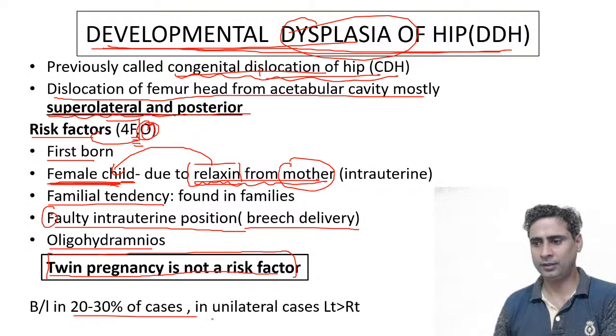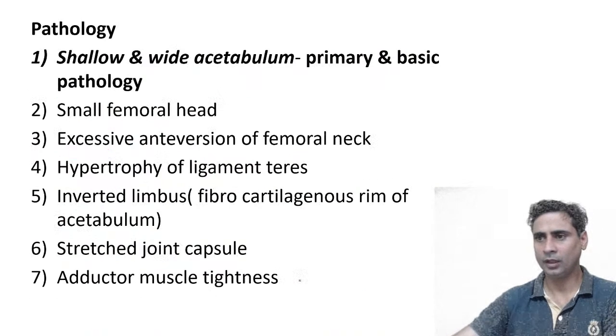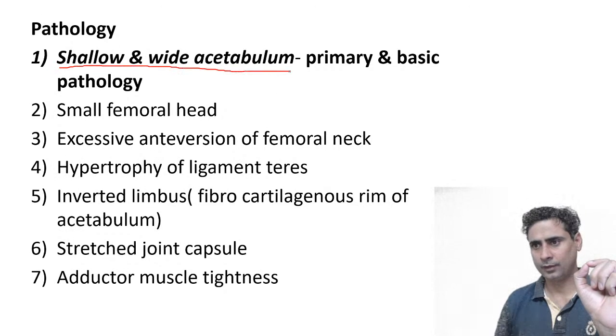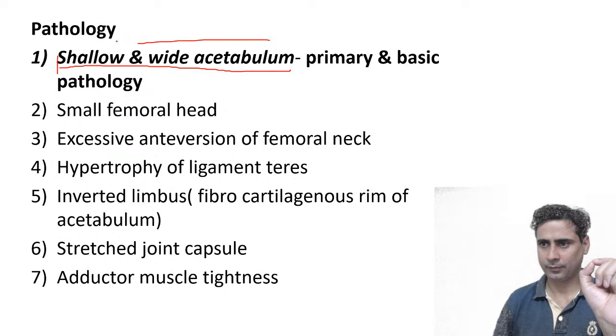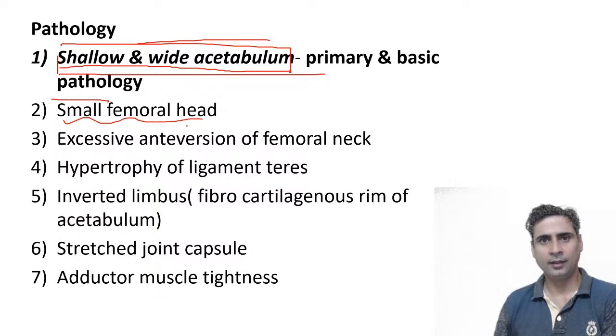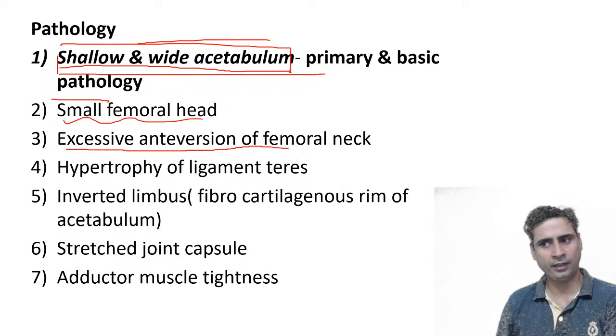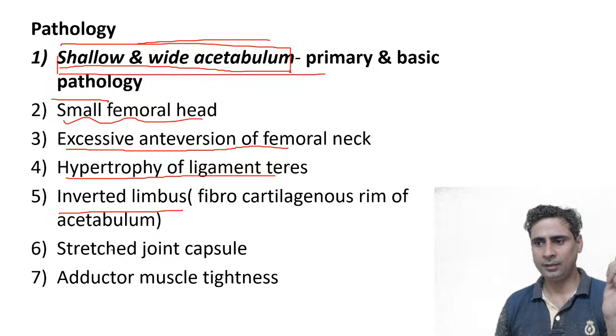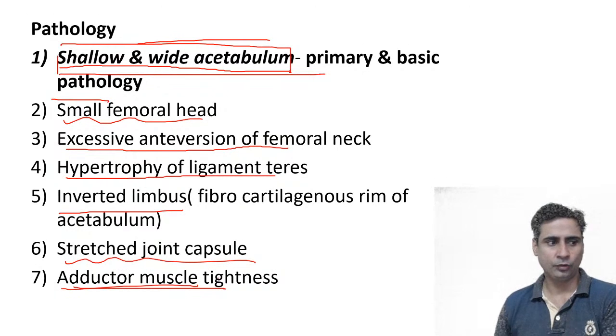It is bilateral in 20 to 30% of cases, and in unilateral cases the left side is involved more than the right side. The basic and primary pathology is a shallow and wide acetabulum. Other associated pathologies are a small femoral head, excessive anteversion of the femoral neck, and hypertrophy of the ligamentum teres. The limbus, that is the fibrocartilaginous rim around the acetabulum, is inverted. There may be stretching of the hip joint capsule and tightening of adductor muscles. So these are the various important pathologies which you will find in developmental dysplasia of hip.